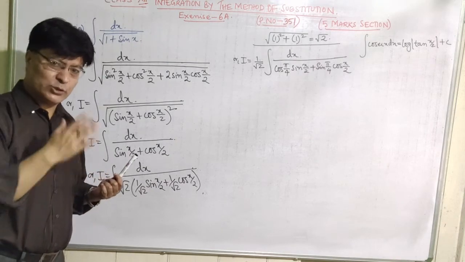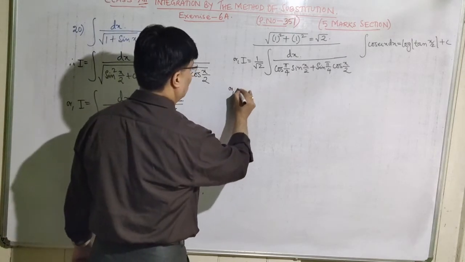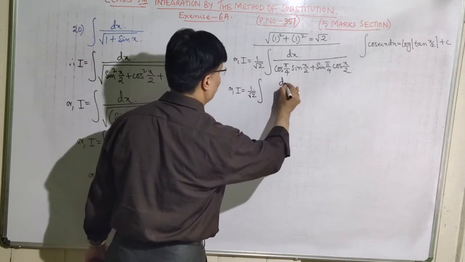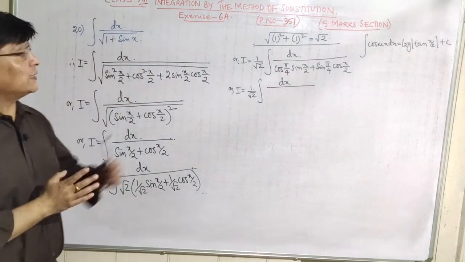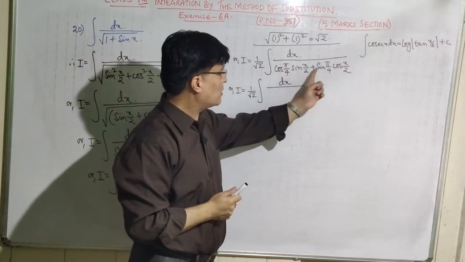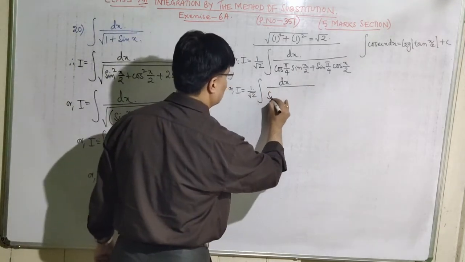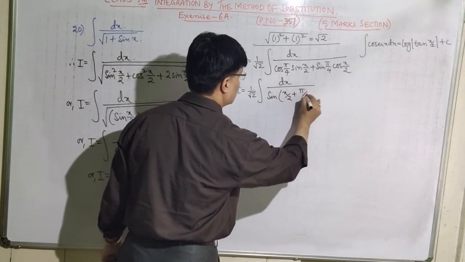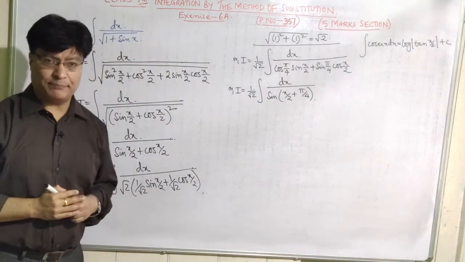So this is the same method as we have done in the previous one, right? So I is equal to 1 by root 2 integration of dx divided by. So what is the formula that you can use in the denominator? This is sine a cos b plus cos a sine b. That is your sine of a plus b. So here it is sine of, what is a plus b? x by 2 plus pi by 4. That is your sine of a plus b.